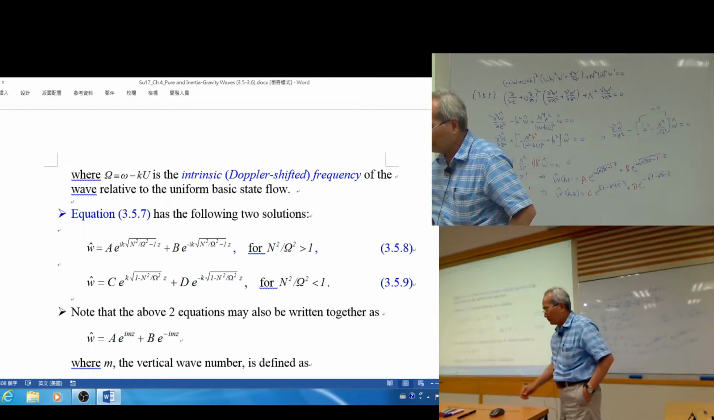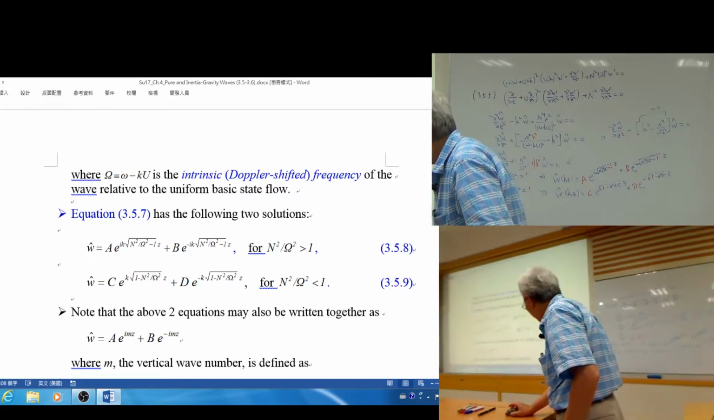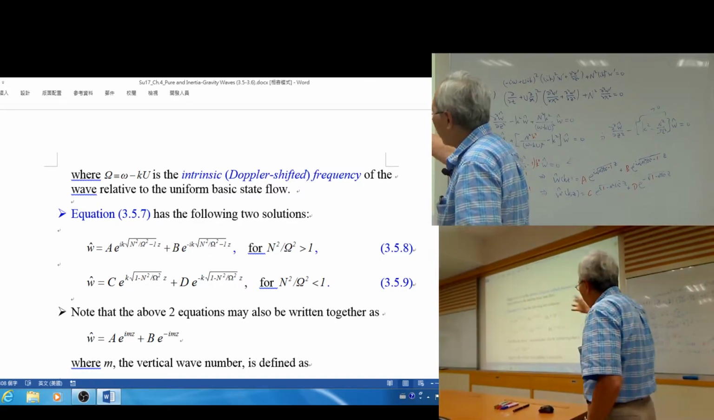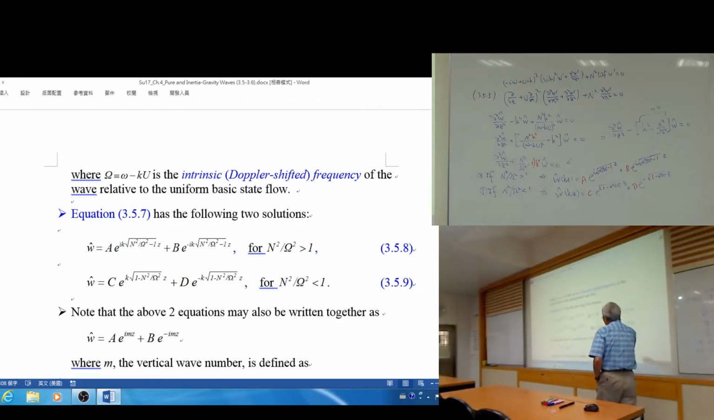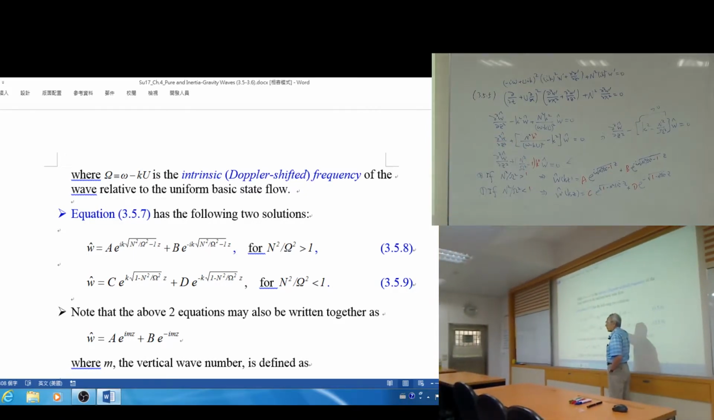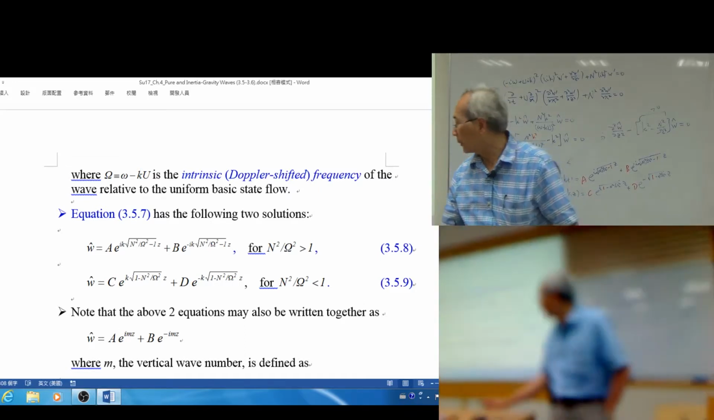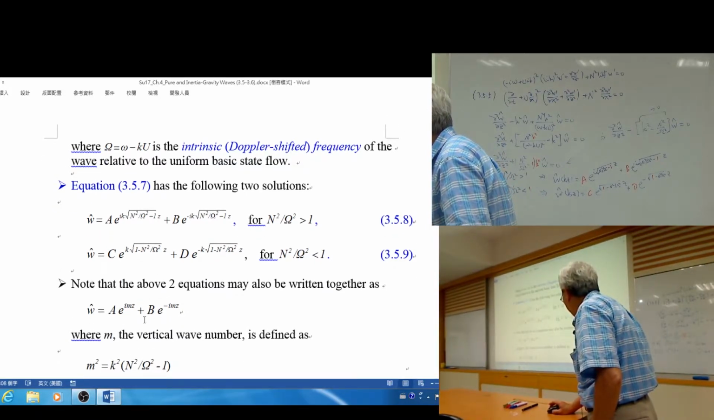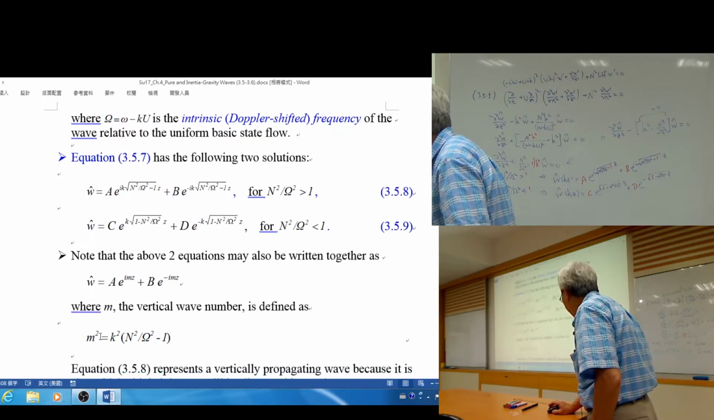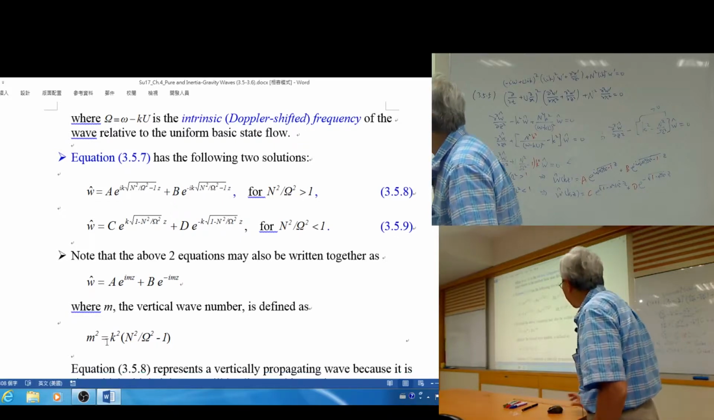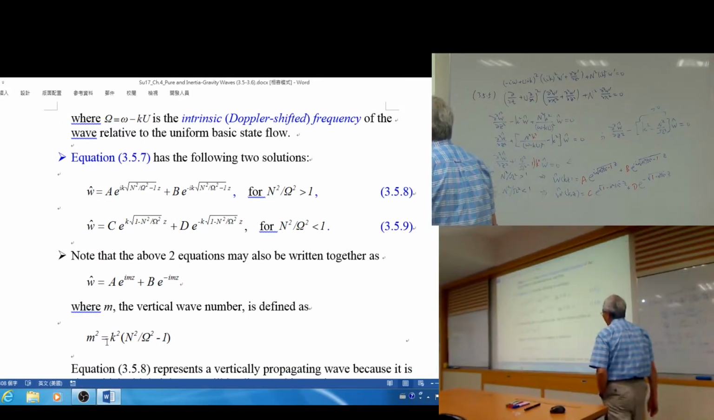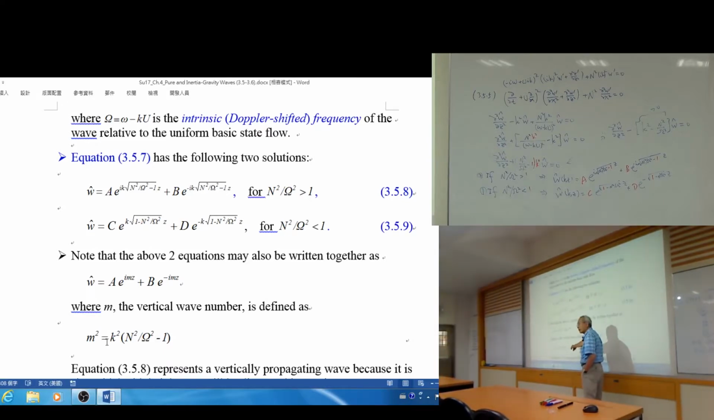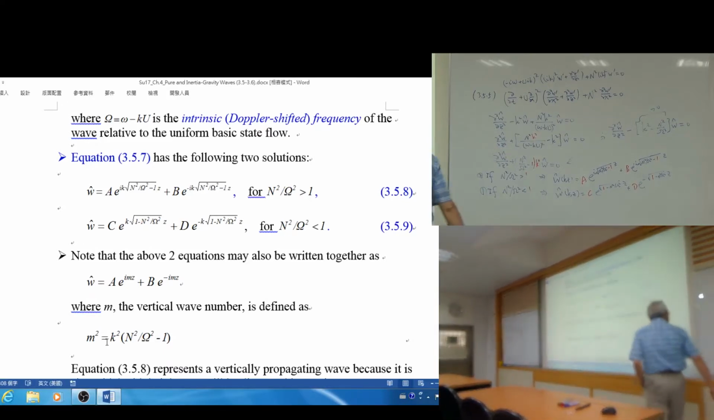Actually, if you don't like, these two can be combined together. Based on the differential equation solution, you can simply write A e to the i m z plus B e to the negative i m z, where m is defined by m squared equals k squared times (n squared divided by omega squared minus 1). You can do this.